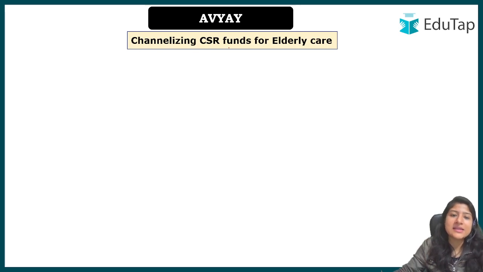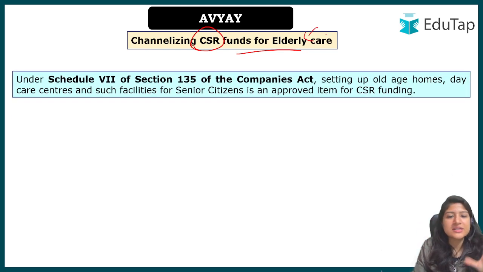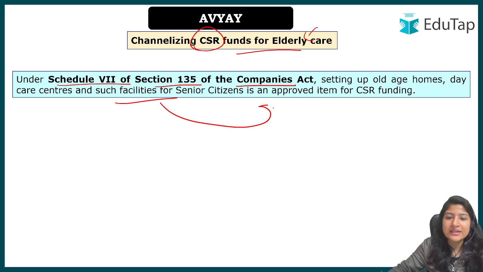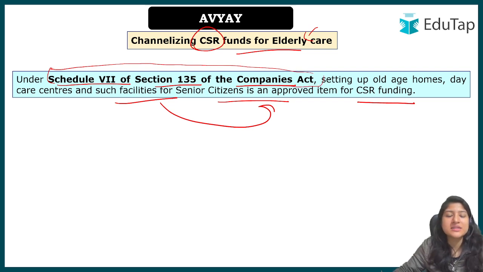And next is channelizing CSR. We have understood the Corporate Social Responsibility fund for elderly care. Here, just remember Schedule 7 of Section 135 of the Companies Act. It says to provide facilities for senior citizens under CSR funding. Yes, the schedule can be asked. It is not that important and the chances are not that high, but it can still be asked, because such questions on the Companies Act have been asked in previous years. That is why I'm saying, just read it through. Schedule 7 of Section 135 says to set up old age homes, daycare homes and such facilities for senior citizens under CSR funding.